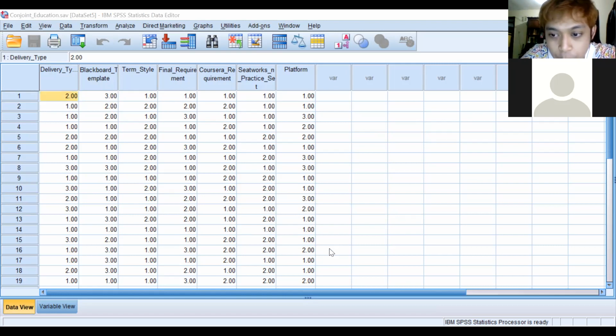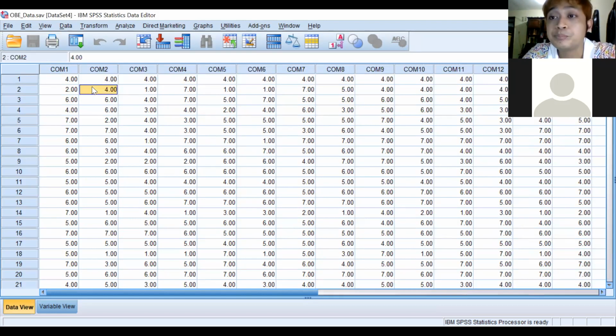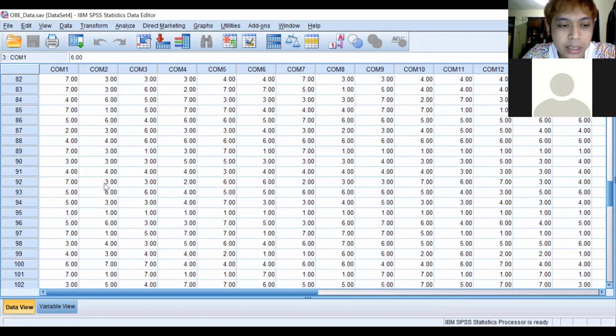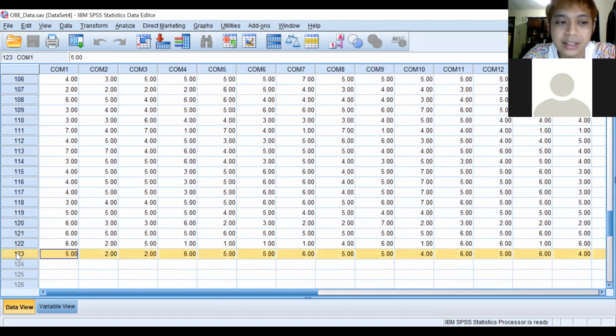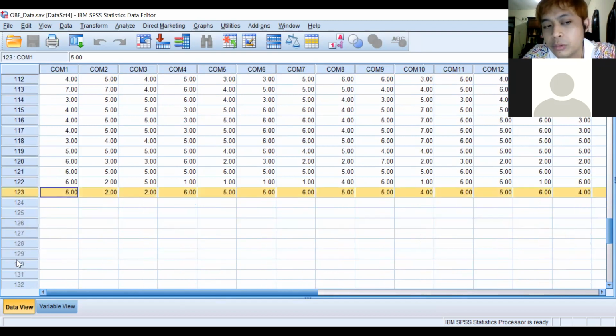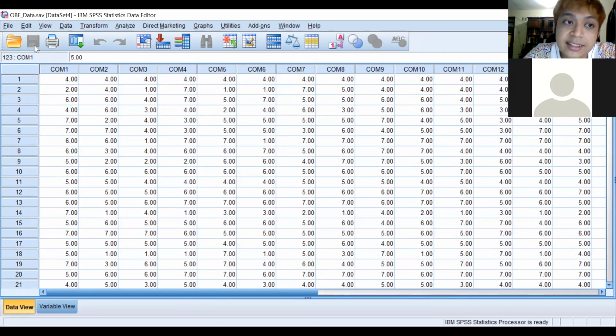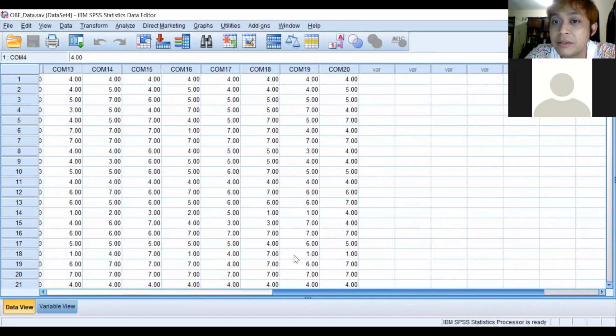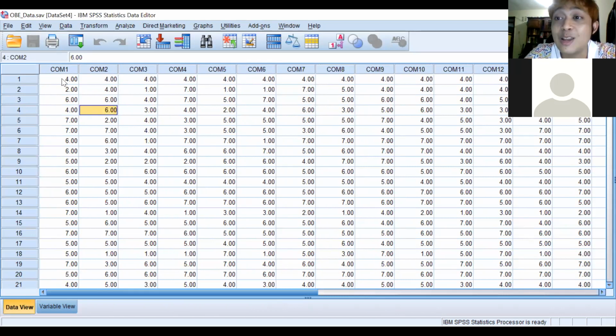Okay, and then this is the OBE data. This is the data. So this is respondent 1, respondent 2, and then up to 120. Oh, this is the old data. Actually, I got up to 130 something, but this is the old one. So this is the rate for combination 1, combination 2, 3, 4. Up to combination 20, right? Yes. And what is 7? This is the Likert scale, 1 to 7.